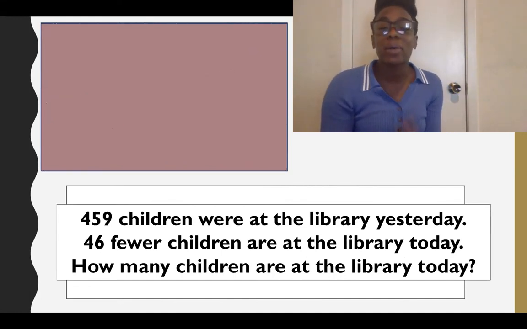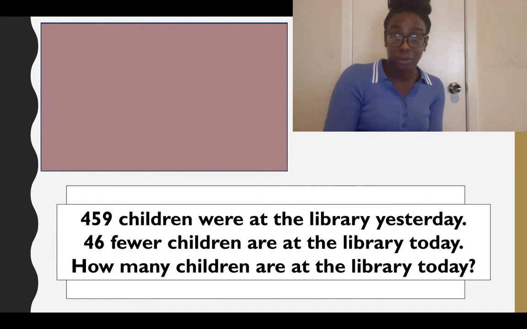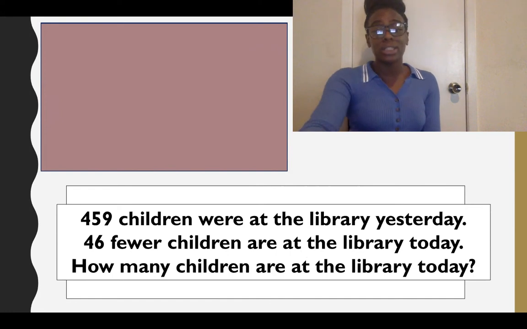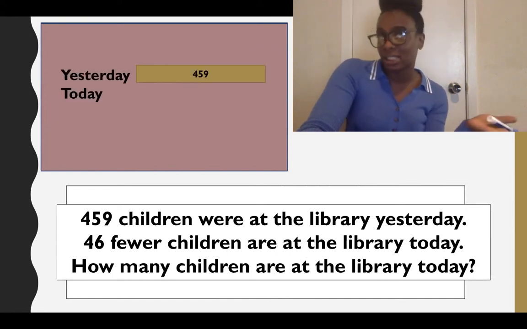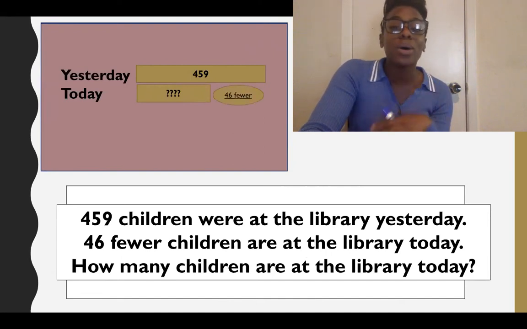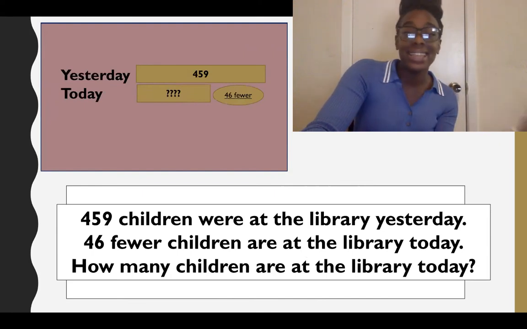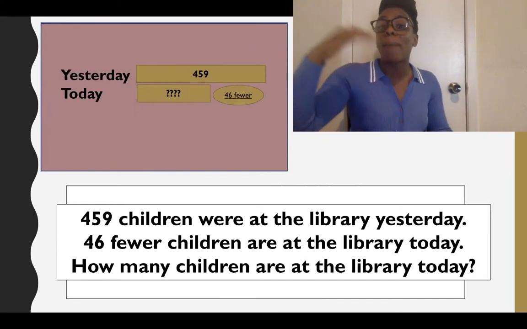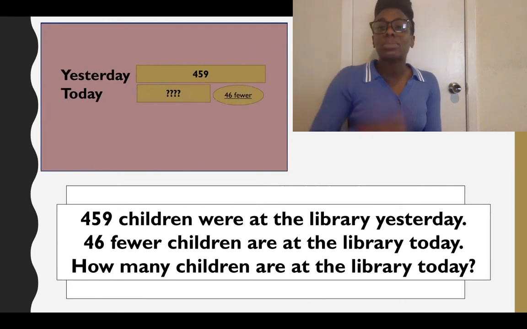I know that yesterday it was 459 children, correct? Yes, because it's in the word problem. And today it's telling me that 46 fewer children are at the library. So the word fewer lets me know that I didn't increase in amount, but I decreased. So I had 459 yesterday. But today, do I really know the amount? No. All I know is that 46 fewer children were at the library today than yesterday. So I know that I am subtracting because the number of children today is smaller than yesterday.